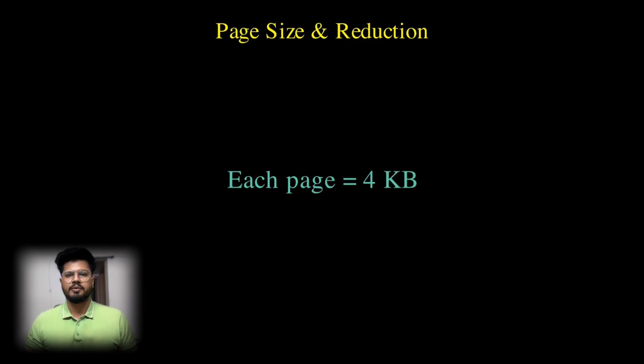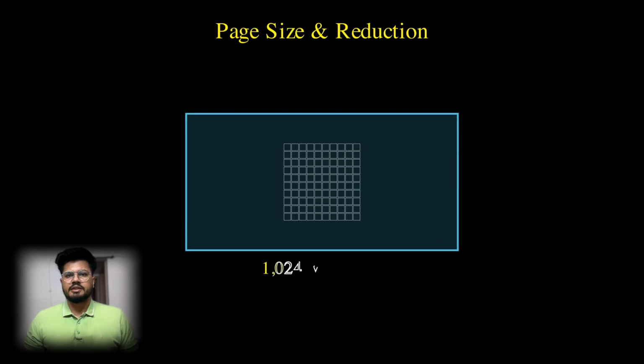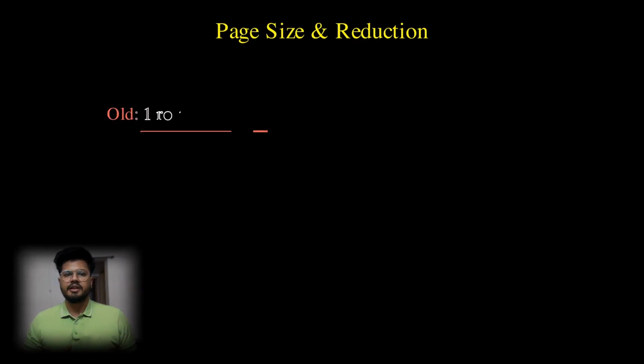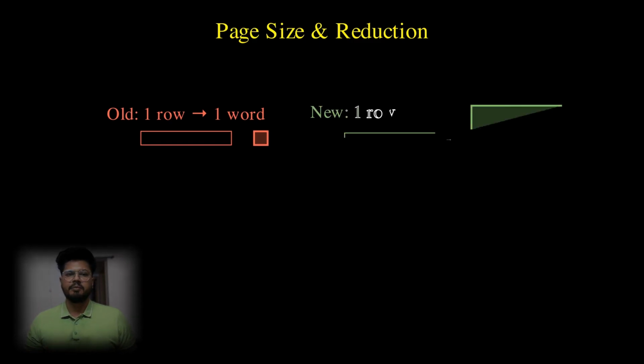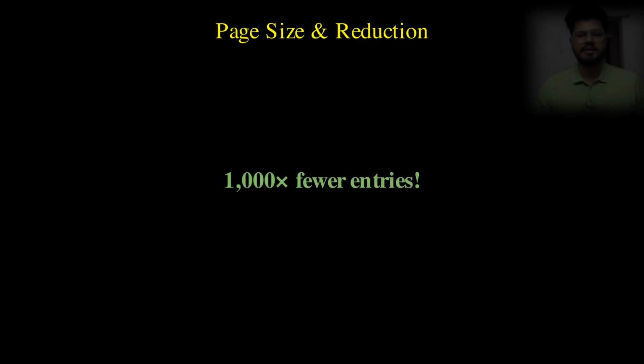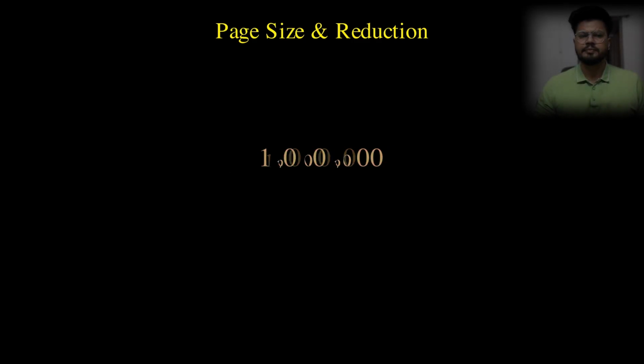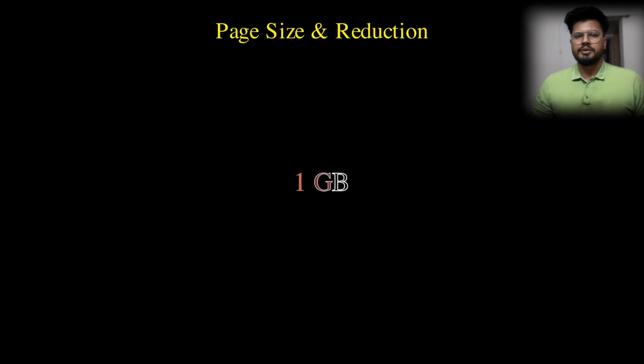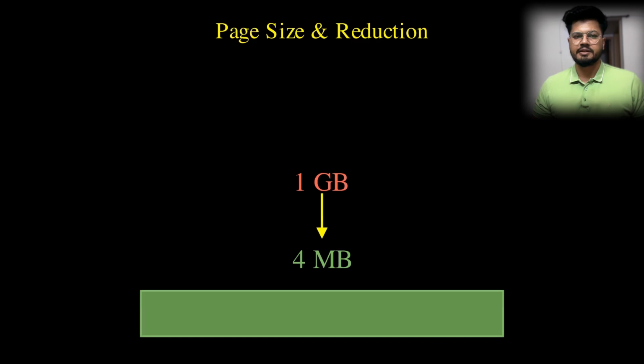Earlier, one row mapped one word. Now one row maps one page. That means instead of one entry per word, we need one entry per page. Earlier we needed 1 billion entries, now we need roughly 1 million. That's 1000 times fewer entries and a smaller page table size. From 1 gigabyte to just 4 megabytes. That is the power of paging.